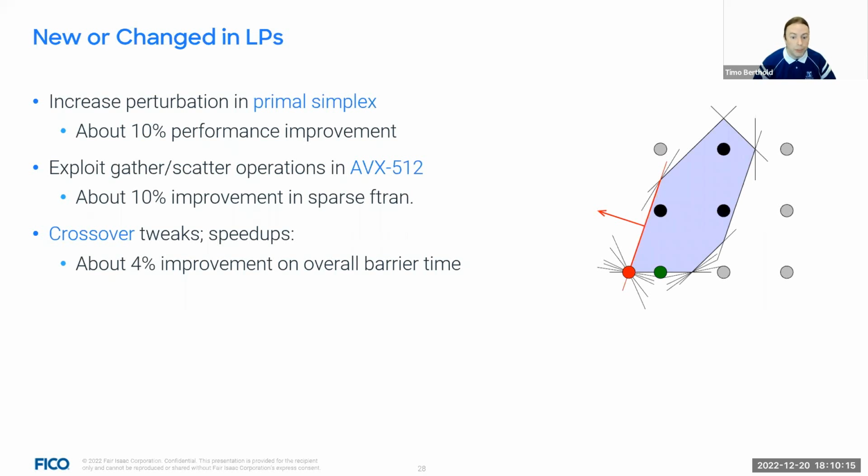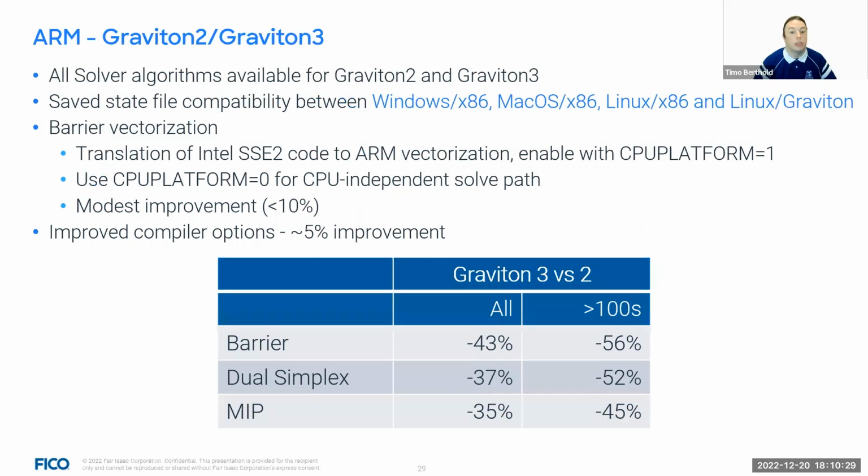So for our users with fancy AVX-512 machines, we got a nice speed up in the FTRAN procedure of the simplex algorithm. And for our barrier users, we got a nice speed up from various different projects on crossover. And as already announced last time, all our algorithms are available on Linux ARM machines, more specifically the Graviton instances on AWS, and now are also officially tested on Graviton 3.